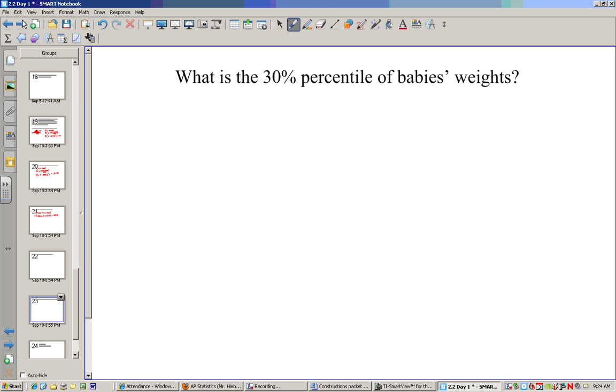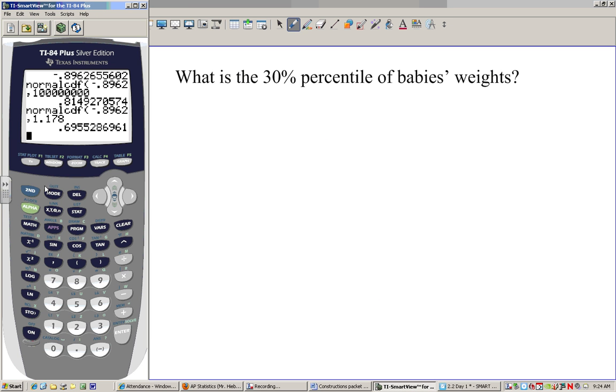All right, now that one's relatively the same. This one's a little bit different. What is the 30th percentile for baby weights? Now to do this one, we have to go in the opposite direction. So what we'll have to do is inverse norm. So we do second vars. Inverse norm is number 3. 0.3, this would give us the z-score.